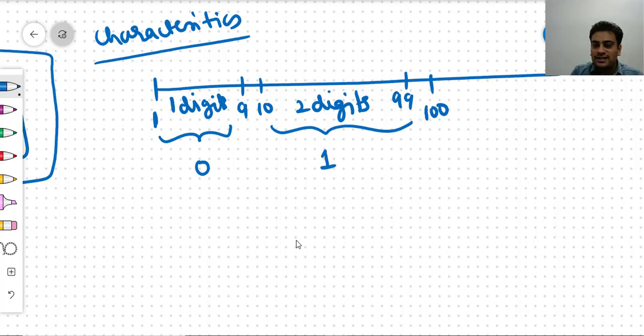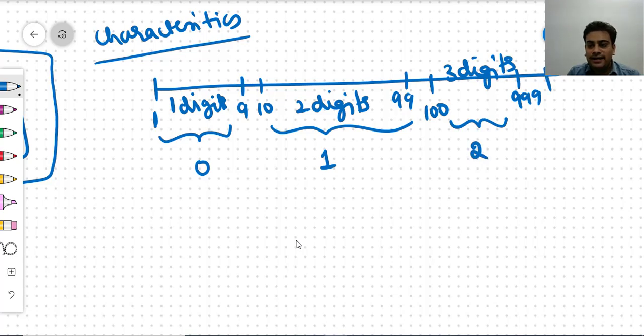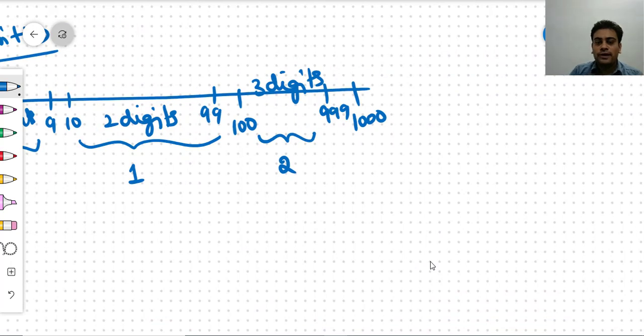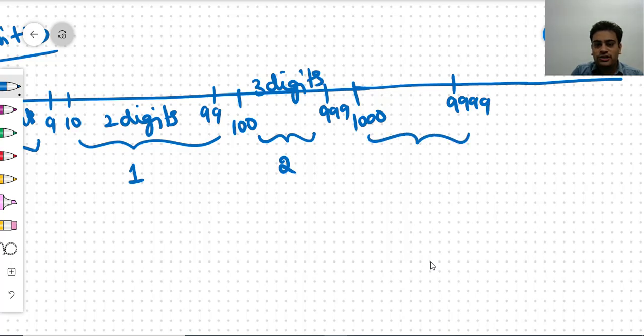In case of 3 digits, we take 2 as characteristic. In case of 4 digits, from 1000 to 9999, since this is a 4-digit number, all the numbers in this zone will be 4 digits, so I will take 3 as characteristic. And if you talk about a 5-digit number, from 10,000 to 99,999.